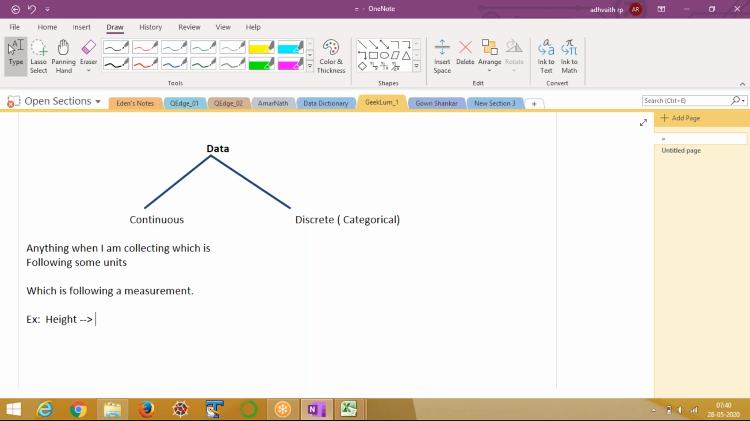If you don't say centimeters or inches, there is no meaning for the number you told. Unless you specify, it won't have any meaning. If you specify, there will be some meaning. So height of the data: 165 centimeters, or I will say 5.11 inches.